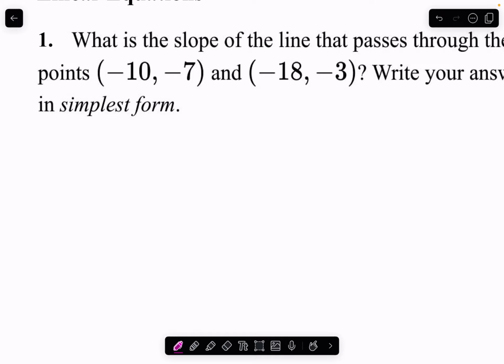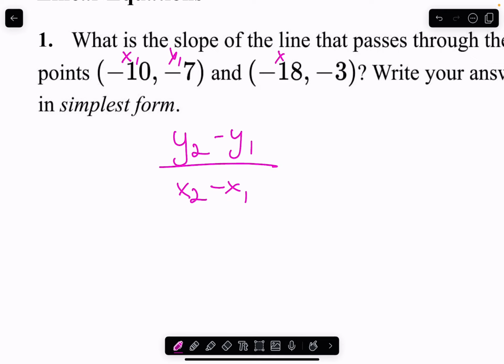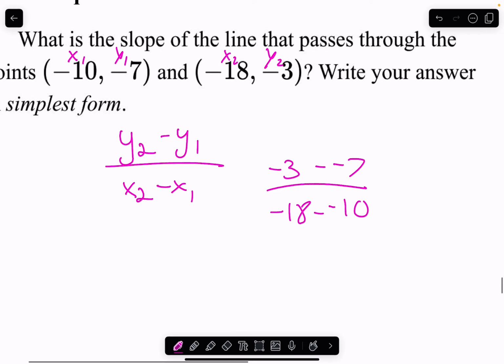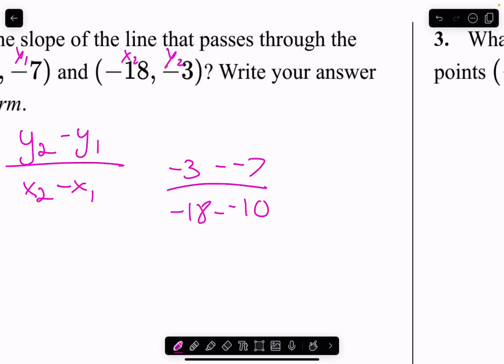The equation for slope, this is definitely something you want to have memorized, is y2 minus y1 all over x2 minus x1. All right, so x1, y1, x2, y2. So we would do negative 3 minus negative 7 all over negative 18 minus negative 12. So let's see, we get negative 3 plus 7, we get 4. And we get, what is this? Negative 8, right?